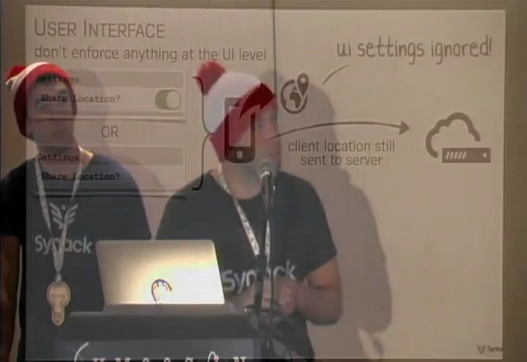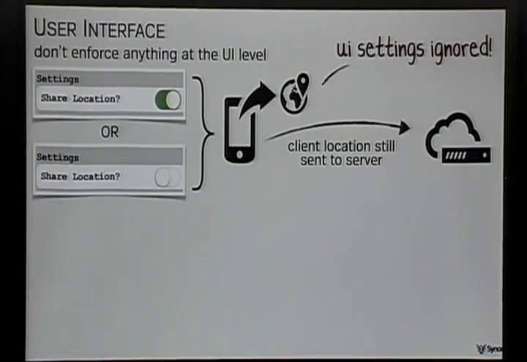So again, the best way to find this is to sniff the network traffic, or directly modify the UI using a tool such as script. The first example of a bug: we have the setting that says share location, and the user can either turn it on or off.